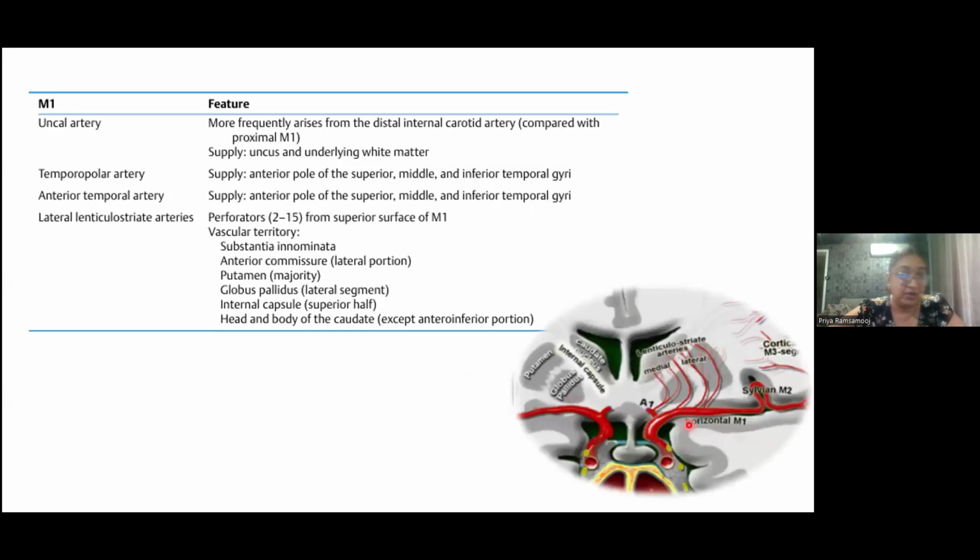M1, we have lateral lenticulostriate arteries as branches, and these are generally perforators, really, about 2 to 15 in number, and they cover a vast vascular territory as outlined in the table. You have your anterior temporal and your temporal polar arteries, and these supply the anterior pole of your superior, middle, and inferior temporal gyri. And then you have your uncal artery, which supplies the uncus and underlying white matter.